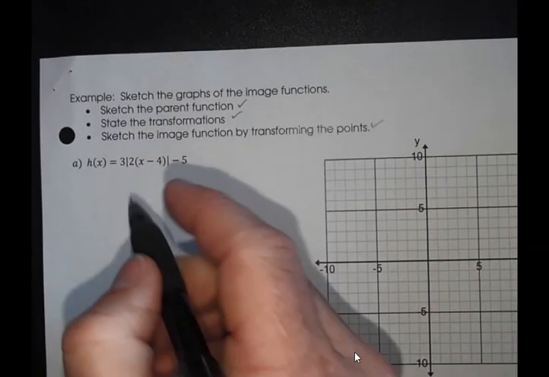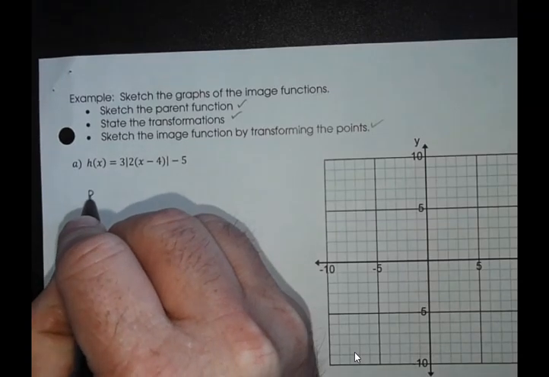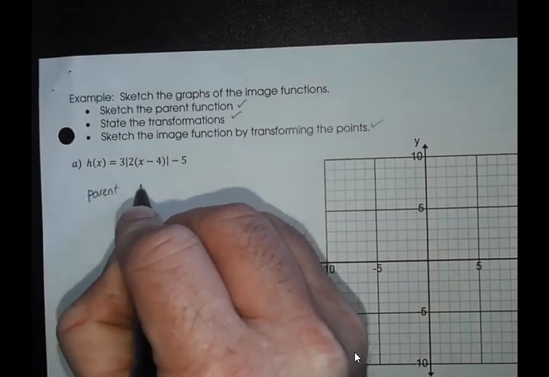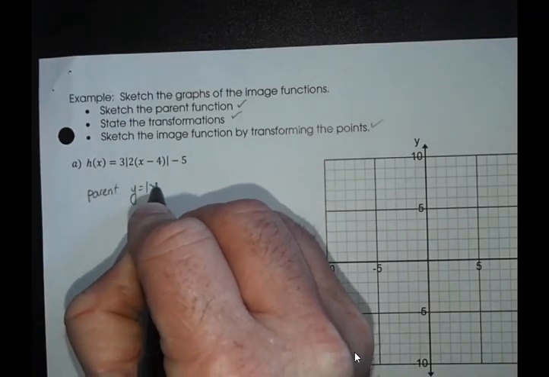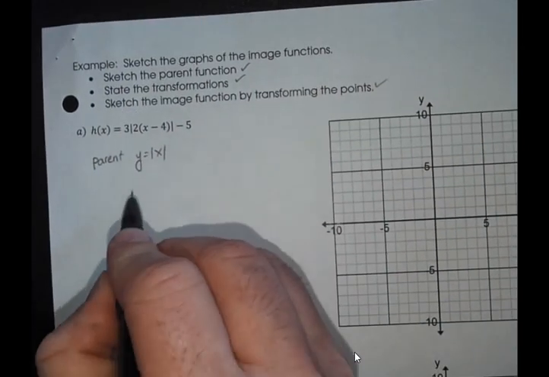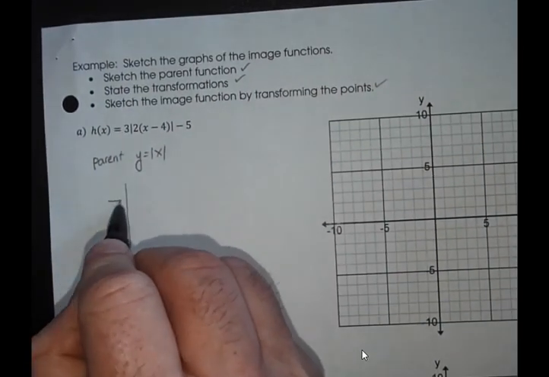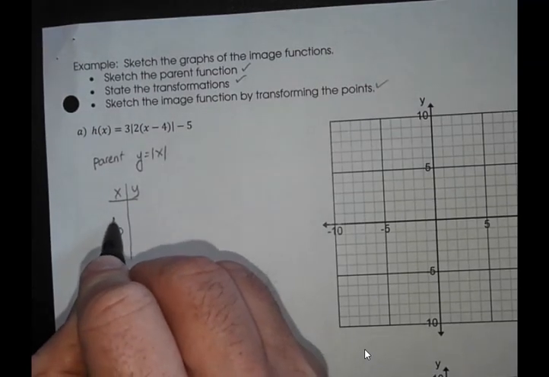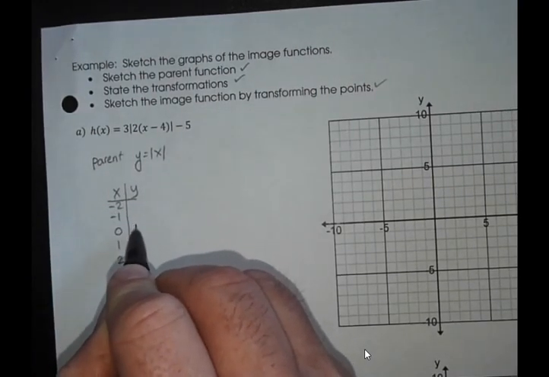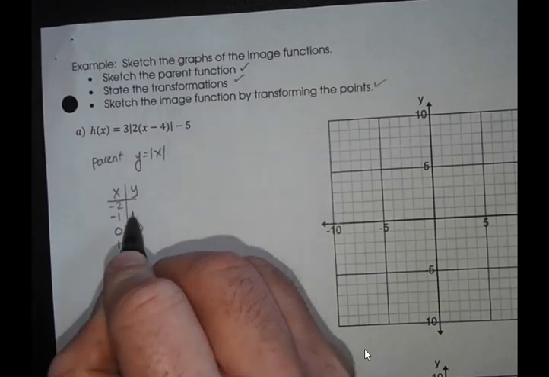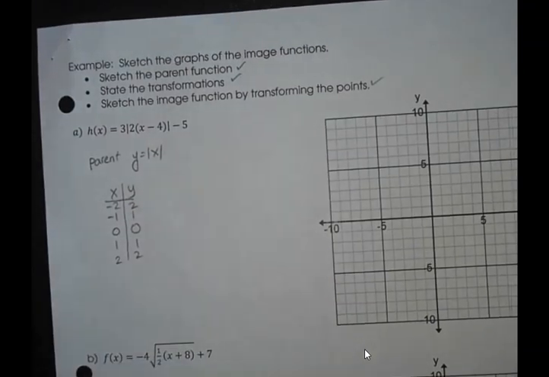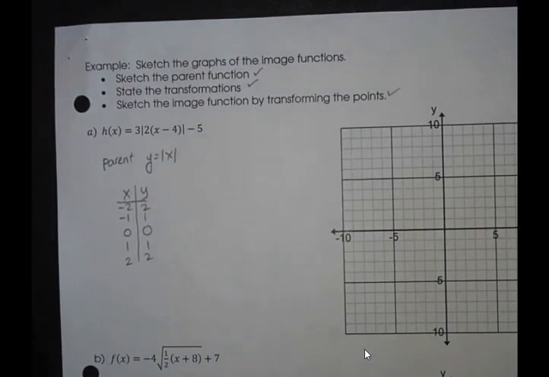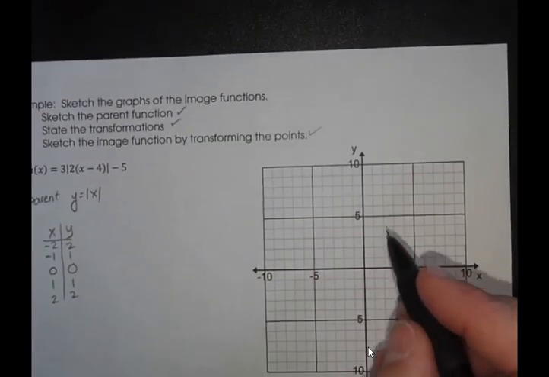So our parent function is y equals the absolute value of x. So we know that 0, 1, 2, negative 1, negative 2 gives 0, 1, 2, 1, 2. This is what we're going to start with. Okay? So we're going to sketch that.